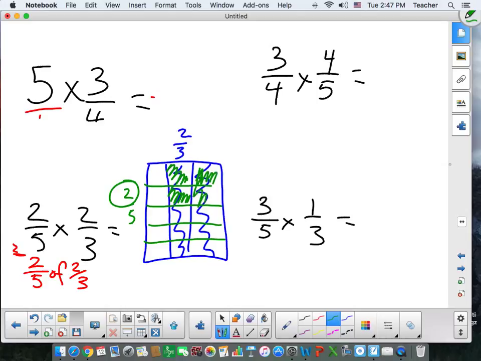1, 2. How many parts do I have? 1, 2, 3, 4. I have 4 15ths. Multiply the numerators, multiply the denominators, and you are done.